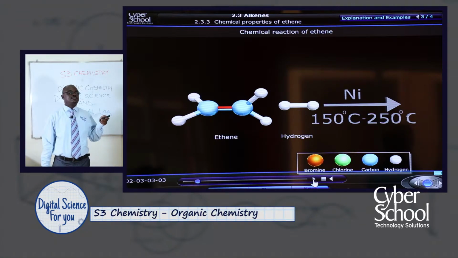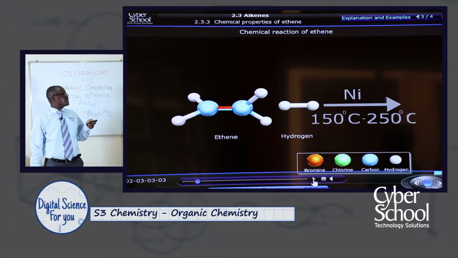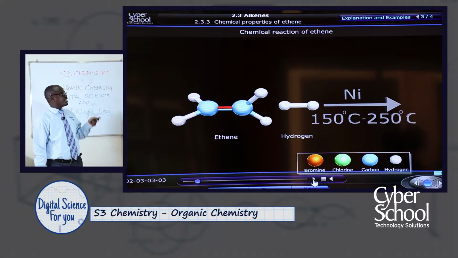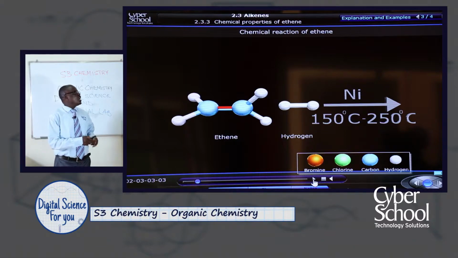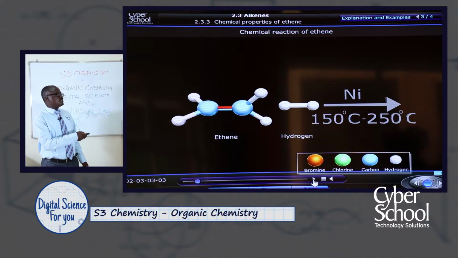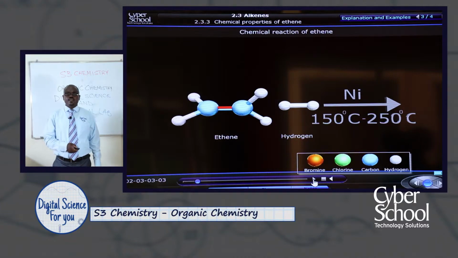To remind us, a catalyst is a substance that speeds up the rate of chemical reactions. Without it, the reaction will be very, very slow. So when nickel catalyzes this reaction, ethene will be converted to ethane.